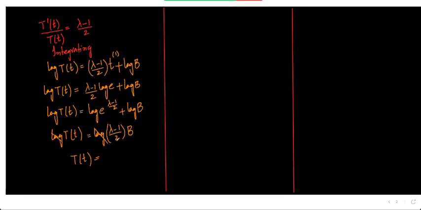What value of T are we getting? Lambda minus 1 by 2. Here I forgot to write e. T is equal to b into e to the power of lambda minus 1 by 2. So we got the solution, another solution also.